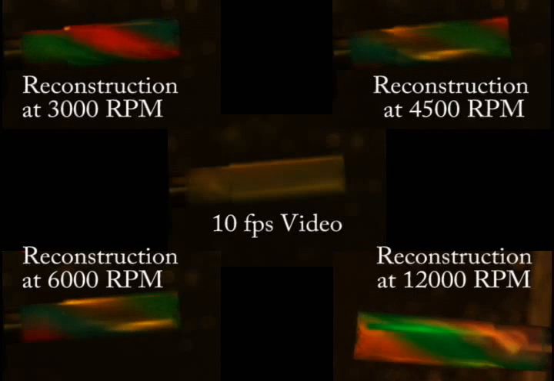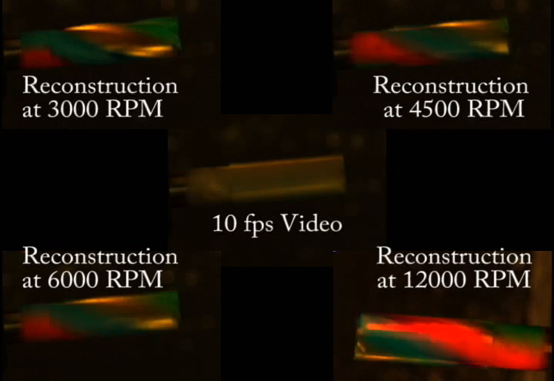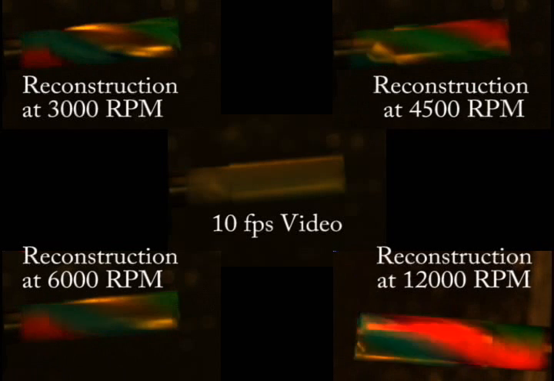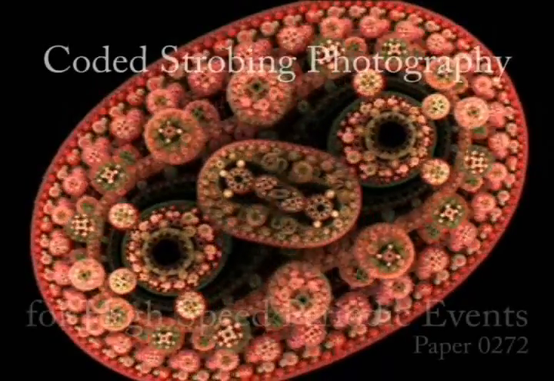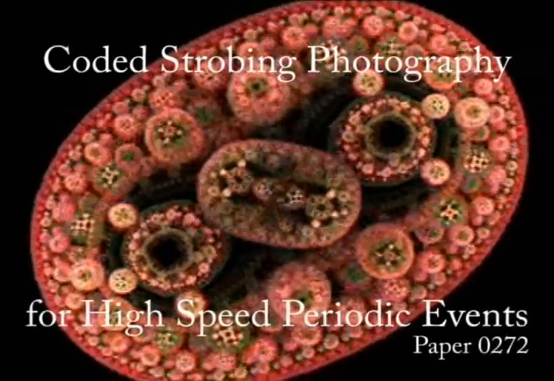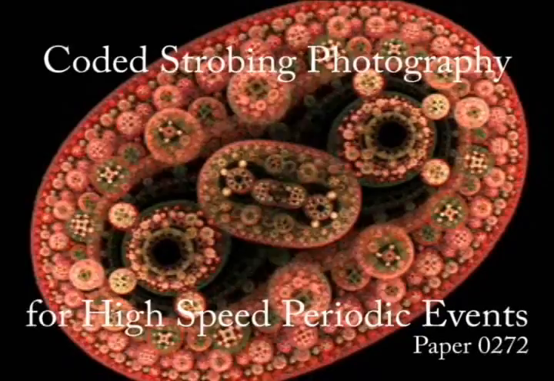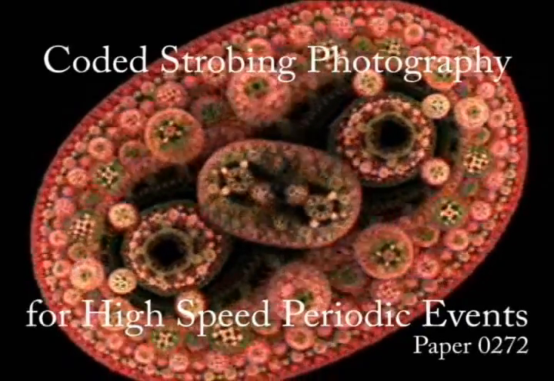These are the reconstructions obtained from our 9 frame per second coded strobing camera when the mill tool was operating at 3,000, 4,500, 6,000, and 12,000 rotations per minute. Notice that since the limit of the temporal resolution of the capturing Point Grey camera is 1 millisecond, the 12,000 rotation per minute tool looks blurred even in our reconstruction. In conclusion, we have shown a new method for capturing high-speed videos of periodic signals using low frame rate cameras and coded strobing exposures.